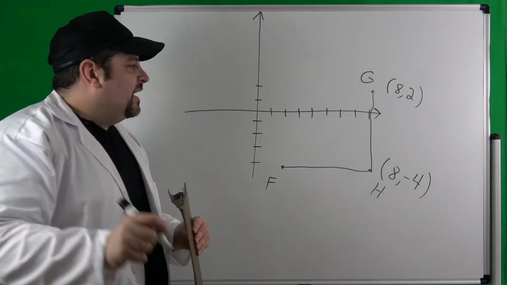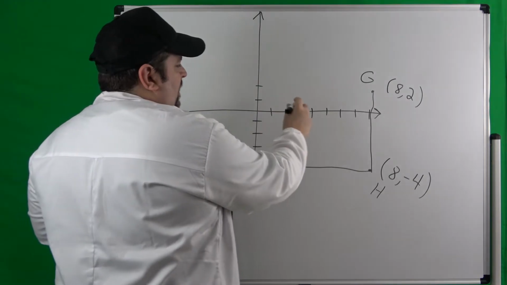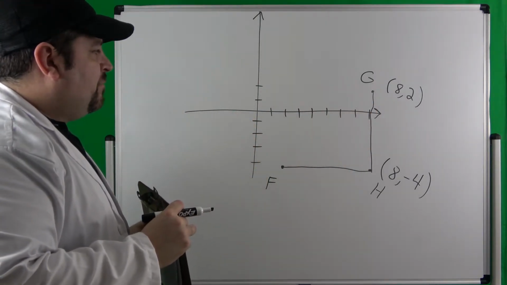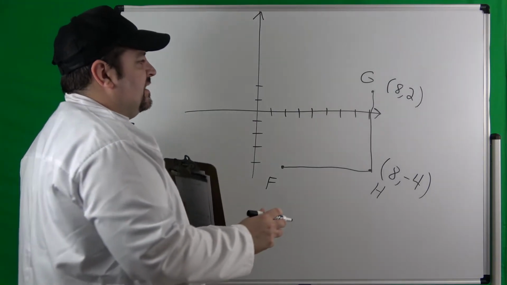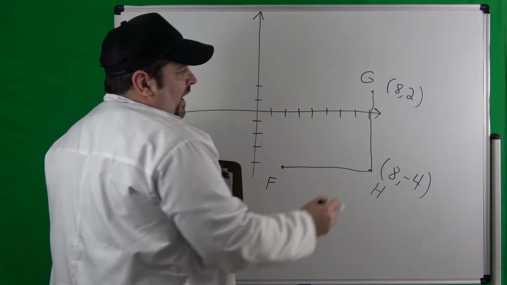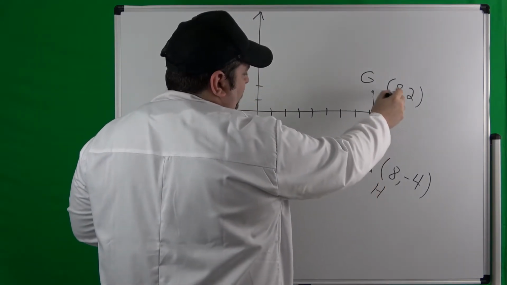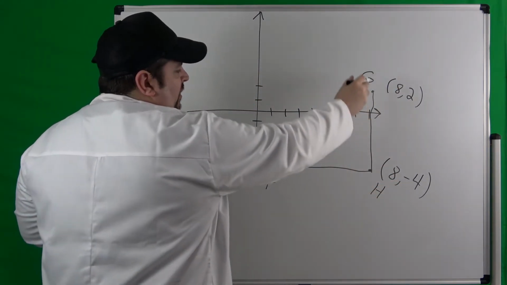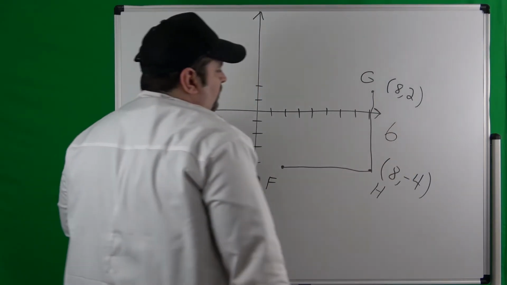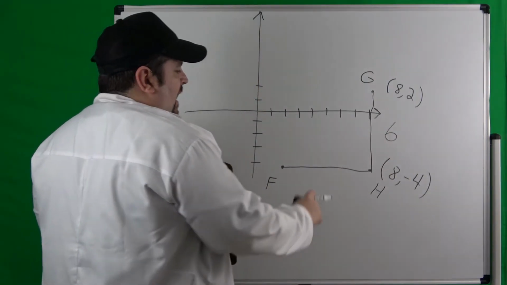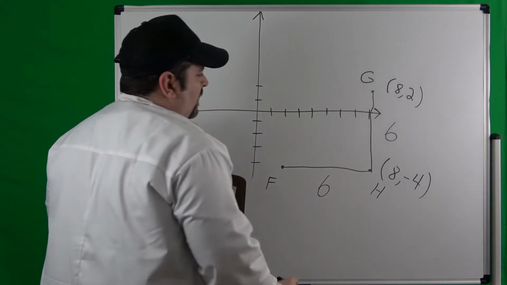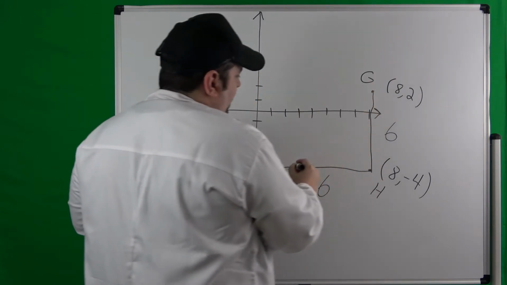So, okay, they didn't put the markers on their graph, but I went ahead and did that because I wanted to see the distance of GH here. And so we have (8, 2) and (8, negative 4). So how long would that be? Well, that would be 6 units, right? And so this would also be 6 units, since they're the same distance away.